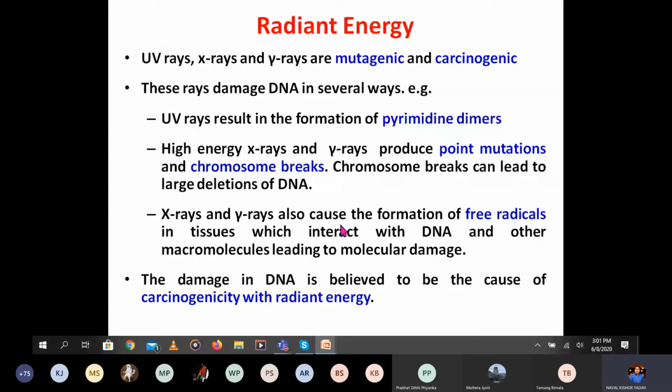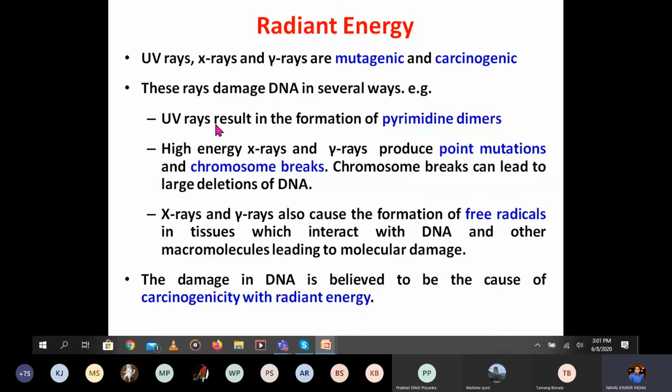Second way, these X-rays and gamma rays also cause the formation of free radicals. There is a formation of free radicals in the tissue which interact with the DNA and other macromolecules, leading to molecular damage. If they combine with the DNA, it causes DNA damage. That is the free radical produced in the tissue due to X-rays and gamma rays. Okay. So the damage in the DNA is believed to be the cause of carcinogenicity with radiant energy.